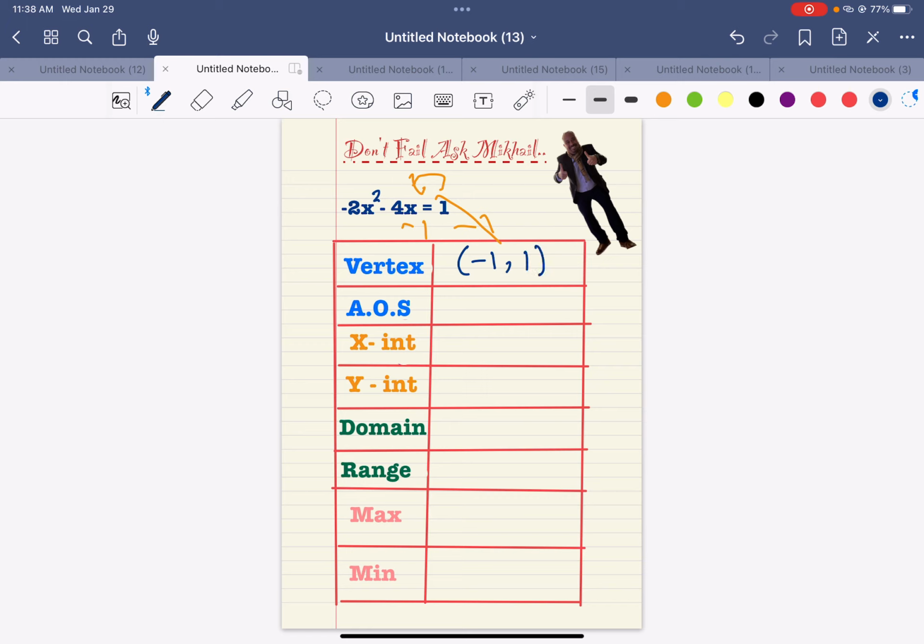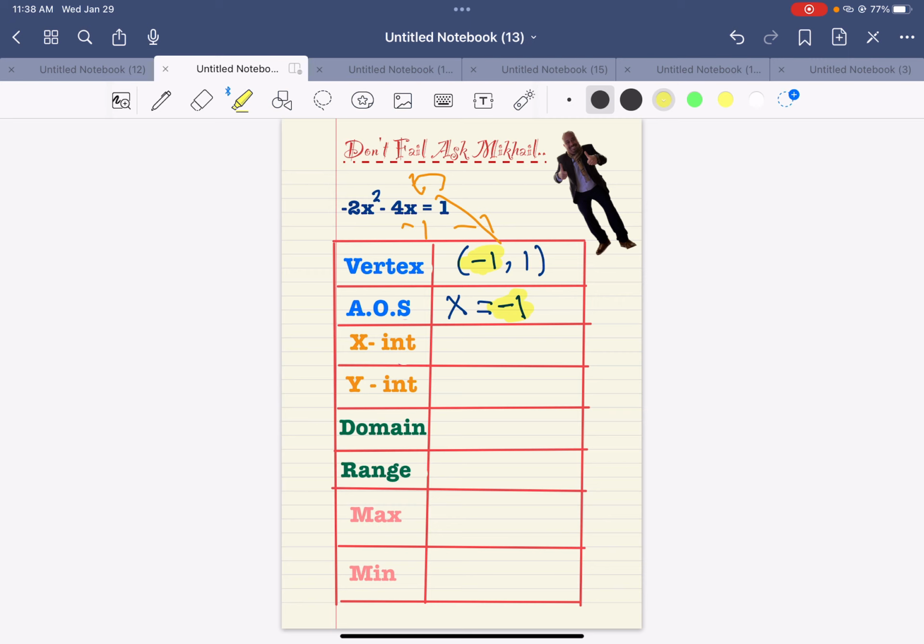Axis of symmetry, as we said before, x equals the x value of the vertex. So the axis of symmetry equals negative 1. Notice these two always have to match. I highlight them both, all right?